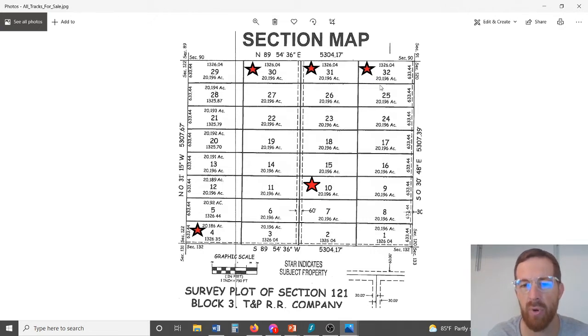So they're all numbered. On our deed, it would say tract 10 of section 121. That was this one right here, and this is 20.196 acres. We were able to get this information and this map from the county, and with that map, we were able to see which one is our plot and section.